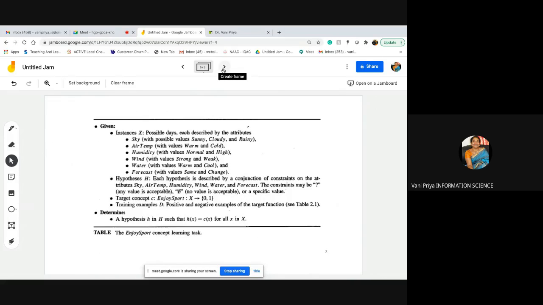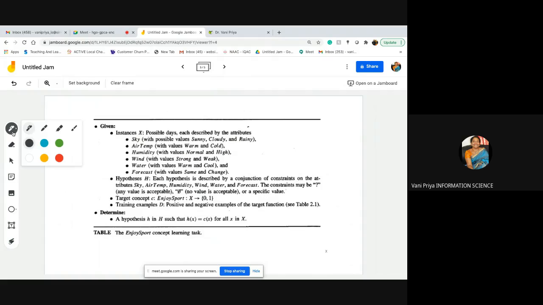Here, given are the instances. What are the instances? These are the possible days, which are described by the attributes. What are the attributes? Sometimes they are also called features. One is sky, and the possible values of sky are sunny, cloudy, and rainy. Air temperature has the values warm and cold, and humidity has the values normal and high.